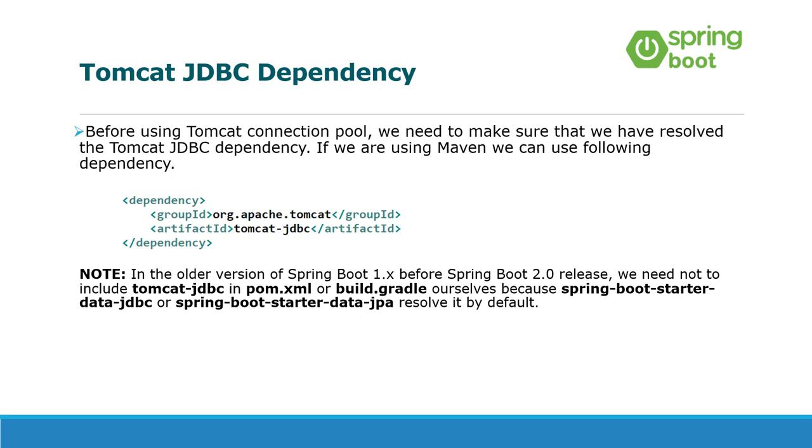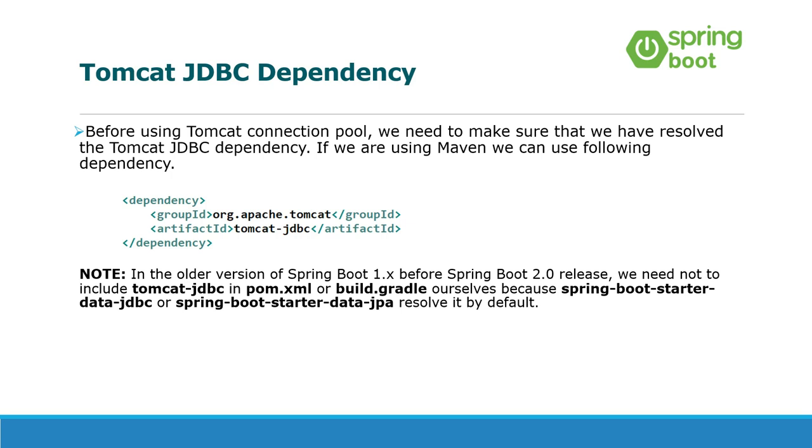Key point: in the older version, Spring Boot 1, before the Spring Boot 2 release, we did not need to include Tomcat JDBC in pom.xml, or in build.gradle if you are using Gradle as a build automation tool, right? So if you are using Spring Boot 1, then you don't really need to add this dependency ourselves, because once you add Spring Boot starter data JDBC or Spring Boot starter data JPA, this will be resolved by default.